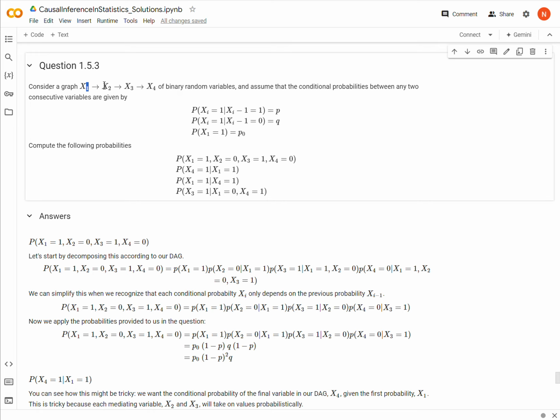In other words, each one of these can take on a value of 0 or 1. And apparently the value of each of these variables, except for x1, is probabilistically dependent on the previous one, right? So x3, its value depends on x2 a little bit, possibly.